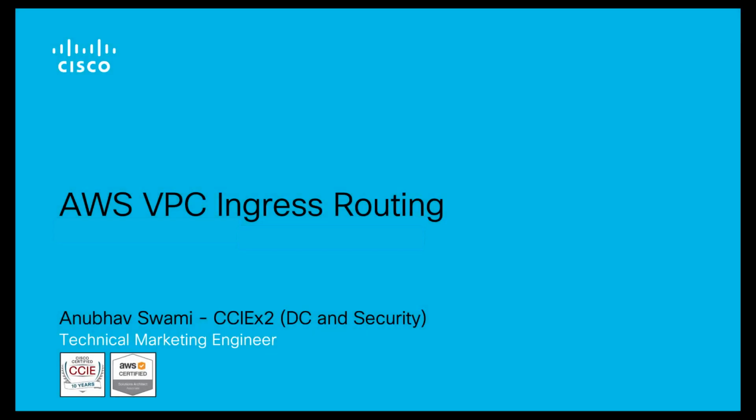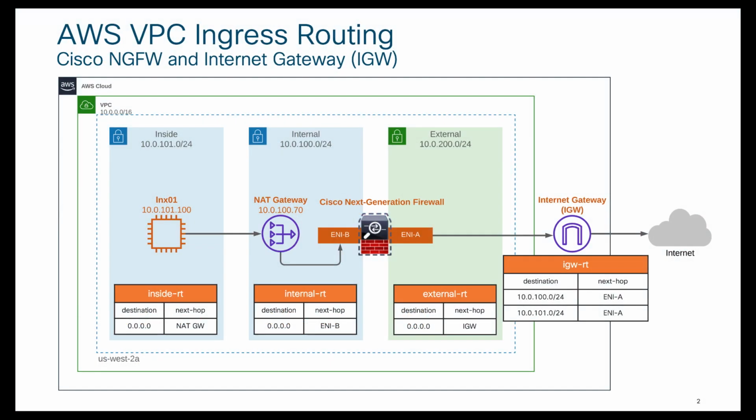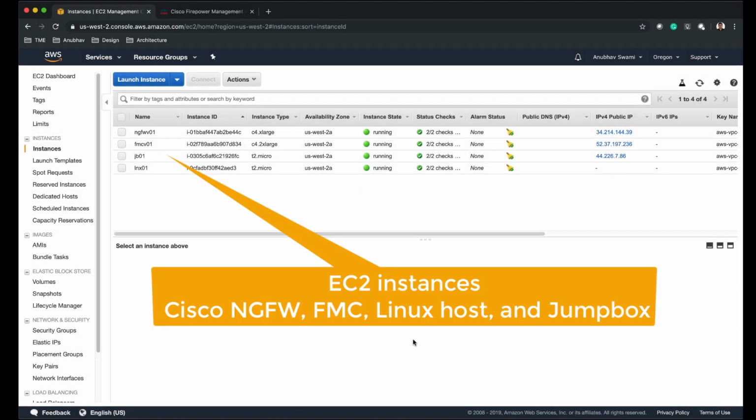Hello, in this demo I'm going to be talking about AWS Virtual Private Cloud Ingress Routing feature. Using this feature, you can offload NAT functionality to AWS NAT Gateway. In this diagram, I have external subnet and internal network is protected by next generation firewall. So I'll quickly jump into my AWS console and show you how exactly my network is being deployed.